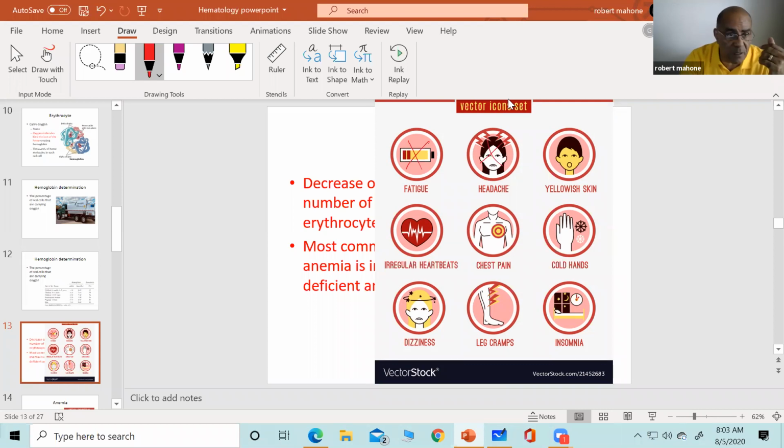Same issue here, headache, oxygen to the brain. Yellowish skin. Why? Your skin isn't pink enough. You're not pumping enough oxygen into your skin. Irregular heartbeats, chest pain, cold hands all the time, decreased circulation. Dizziness going along with not enough oxygen to the brain. Leg cramps, not enough oxygen to your muscles. Insomnia, difficulty sleeping at night. All of these are signs that you might be anemic. Any type of anemia. There are several.